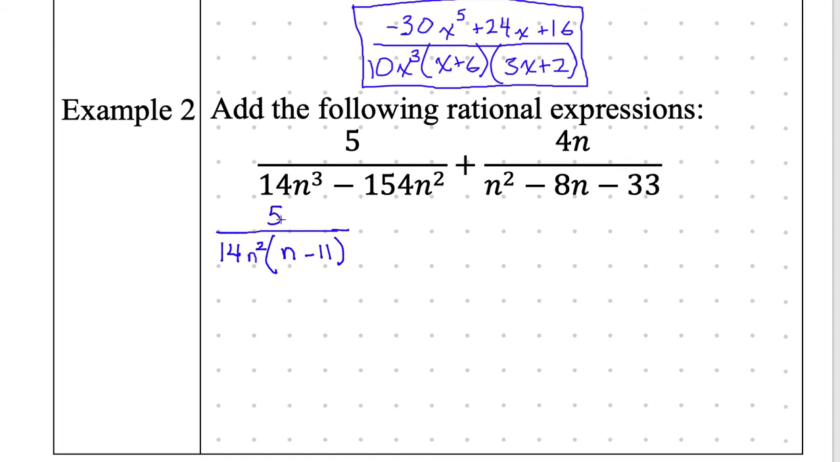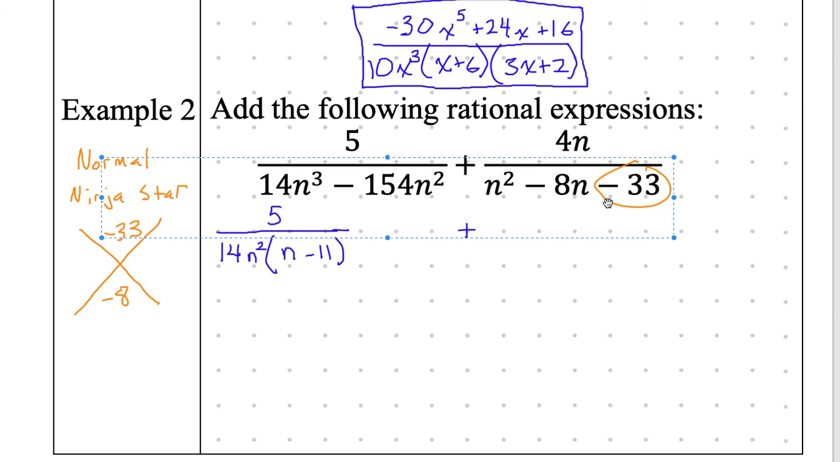And then 5, you stay up there. Again, give yourself some room. Plus, and then this is going to be a normal ninja star. You can use an advanced ninja star. It'll still work, but normal ninja star is faster. A normal ninja star works like this. There's no center line, nothing like that. And I don't even worry about this because 1 times negative 33 is still negative 33. I just take this last number, stick it up top. That is 33. And the bottom number, negative 8 on the bottom.